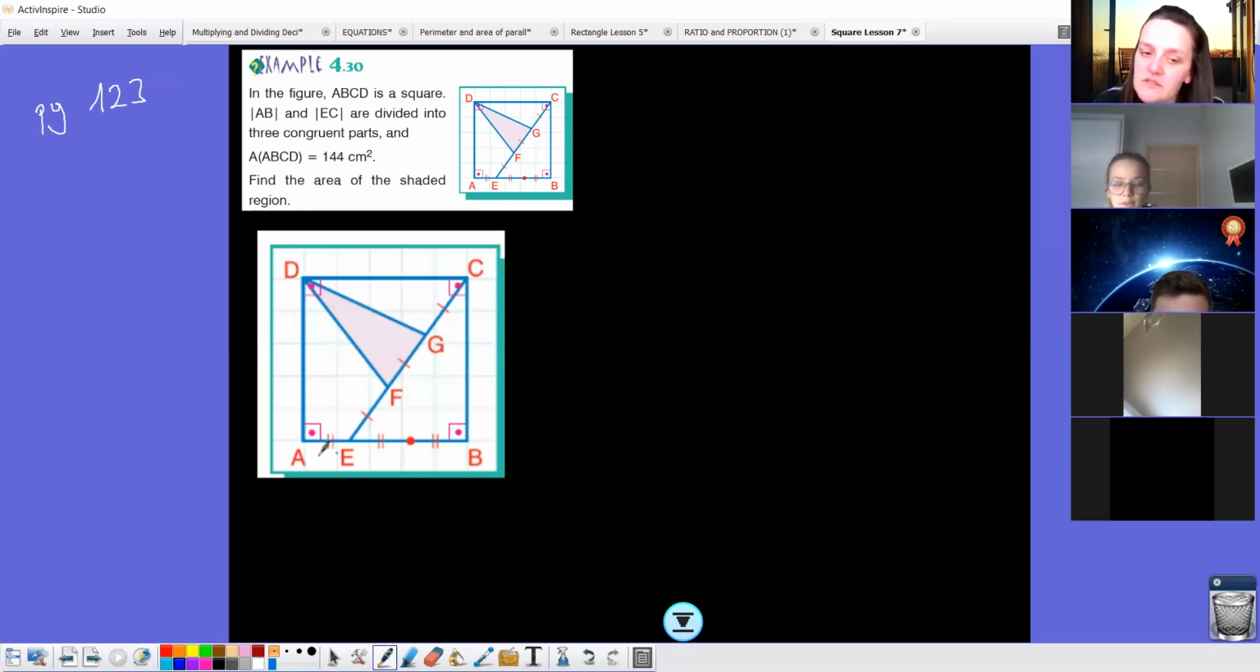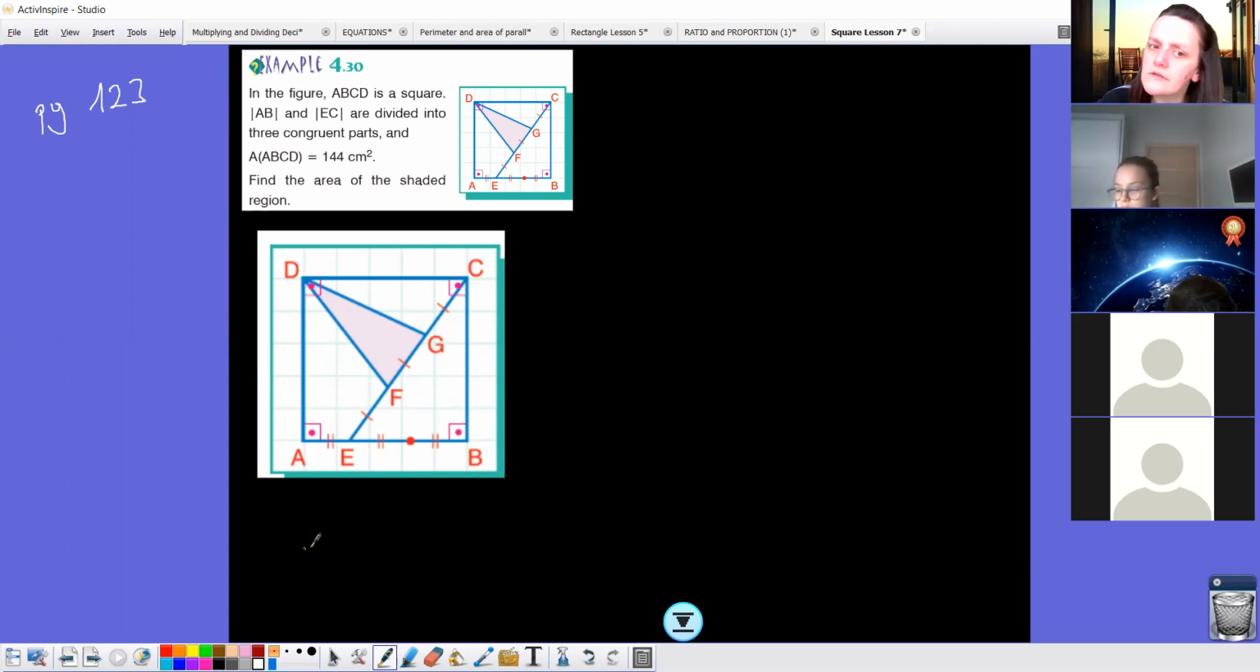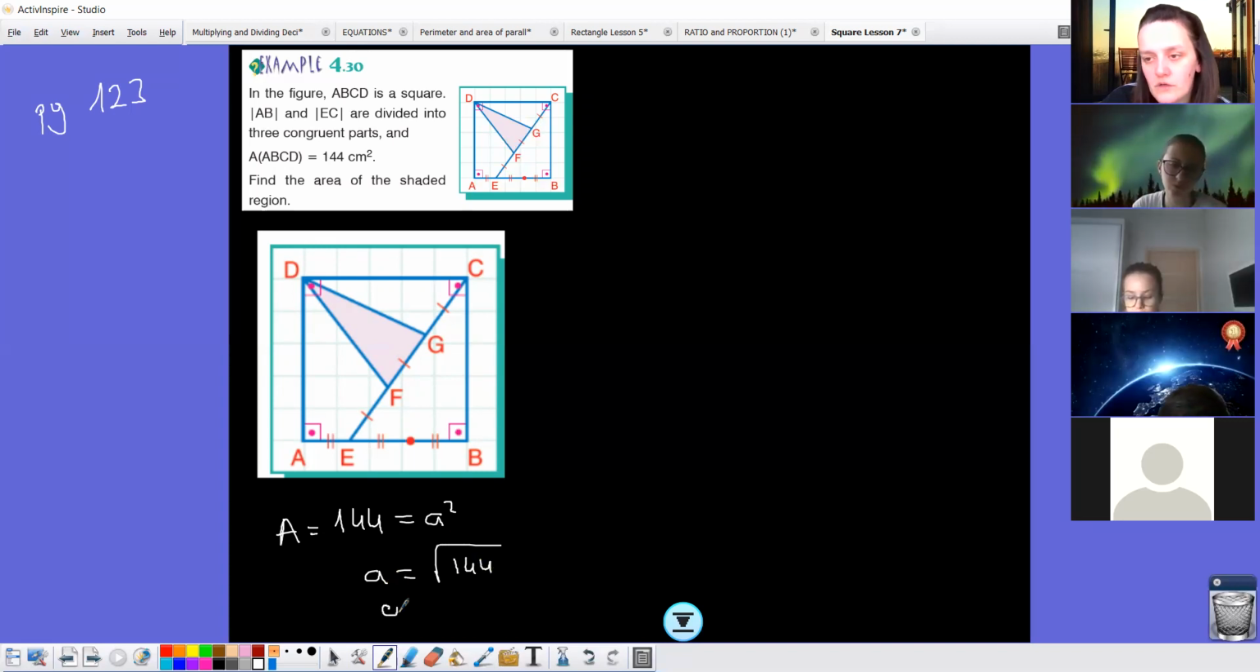It's given that this side is divided into 3 equal parts, and this side is also divided into 3 equal parts, and we know the area of the square. Firstly, we can start by finding the side of the square. If the area is 144 and it is a square, the side will be the root of 144, which is 12. So one side of the square is 12 centimeters.